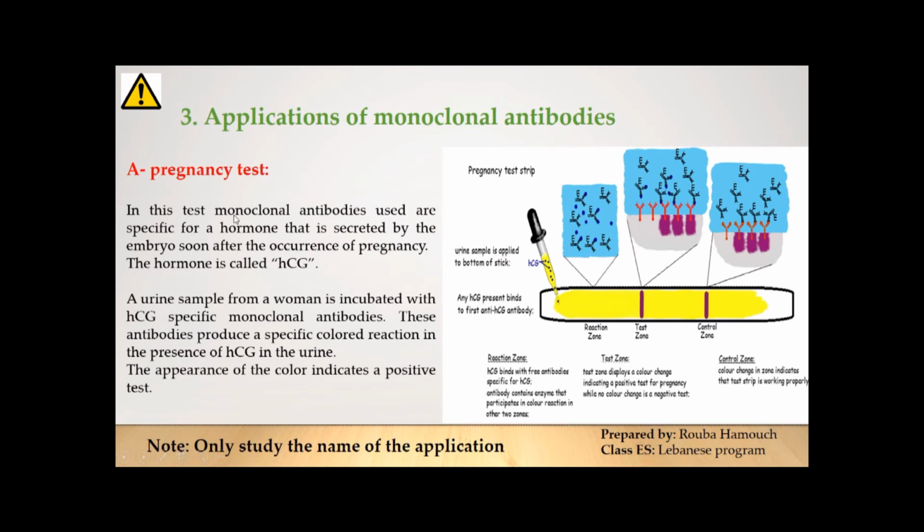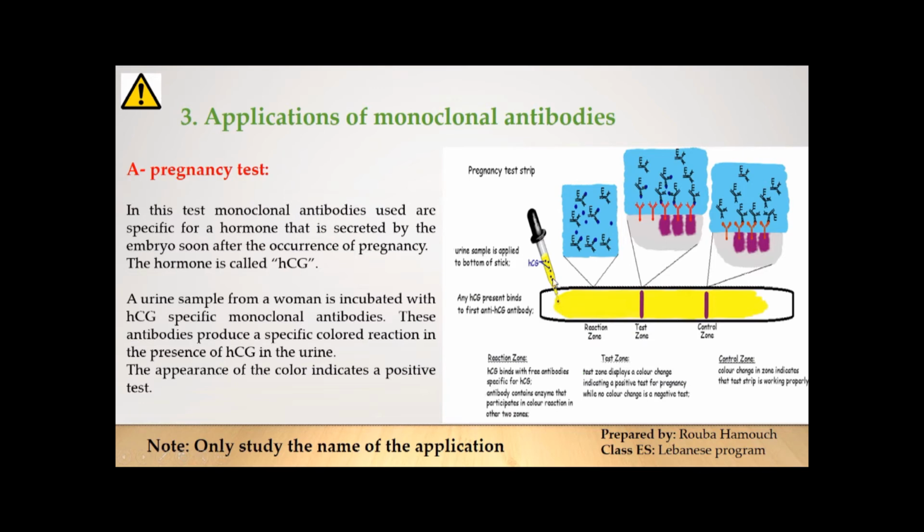In this test, monoclonal antibodies are specific for a hormone that is secreted by the embryo soon after the occurrence of pregnancy. This hormone is called HCG. For that, a urine sample from a woman is incubated with HCG specific monoclonal antibodies. So here we have the pregnancy test strip. We deposit a urine sample at the bottom of the stick.